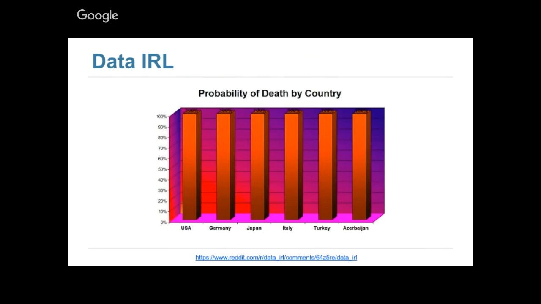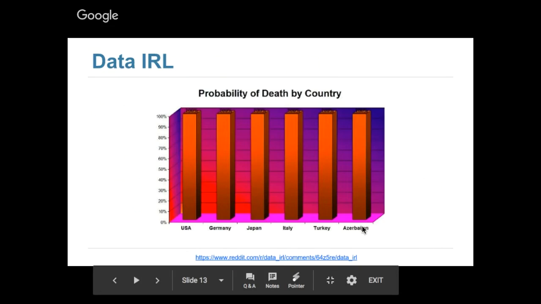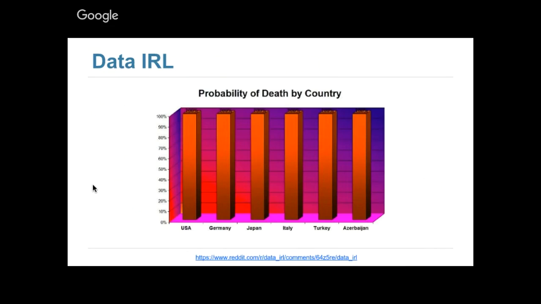So here, just to start off the break, end of the first half of the lecture, I have here data IRL. This data is showing a probability of death by country. It looks like in every country, you have a 100% chance of dying. So why is this not useful? It's not useful because it doesn't show me any information about any country.